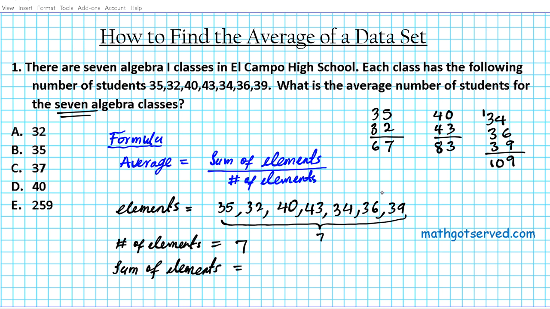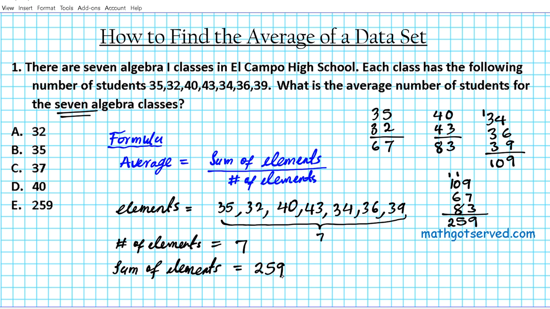All right, so now we're just going to add these three sums together. So we have 109 plus 67 plus 83. 3 plus 7 is 10, plus 9 is 19, 9, carry 1, and then we have 7 plus 8. 7 plus 8 is 15, 5 carry 1, 259. Okay, so the sum of elements is 259.